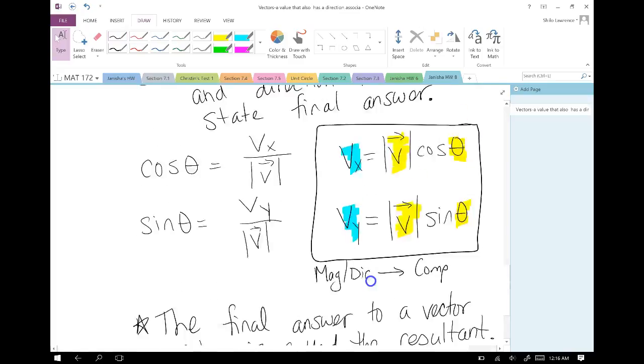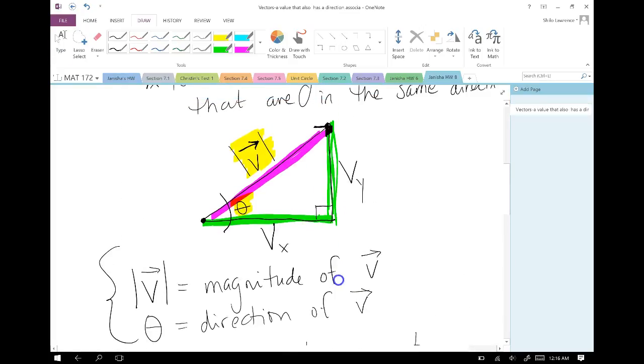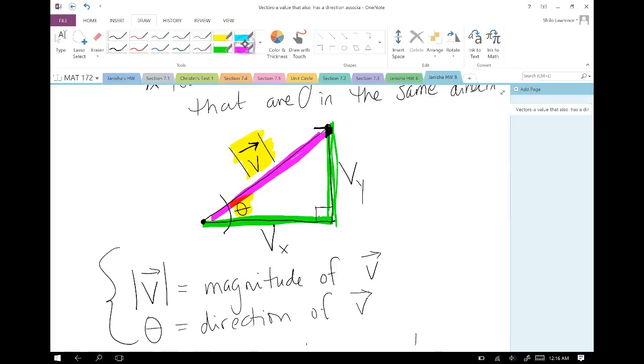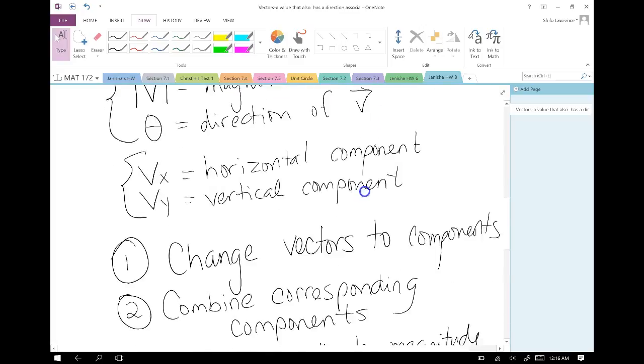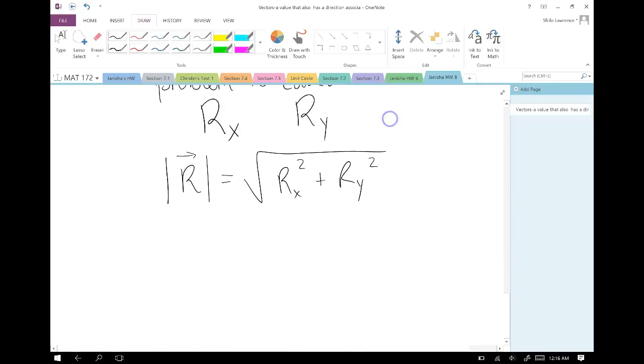To figure out theta, which is our direction, remember, we know r sub y and we know r sub x, and we're trying to figure out theta. Based on where I've got theta, we know opposite and we know adjacent. So we're going to set up a trig function that uses opposite and adjacent, and that is the tangent function. So for theta, tangent of theta is the opposite over the adjacent.